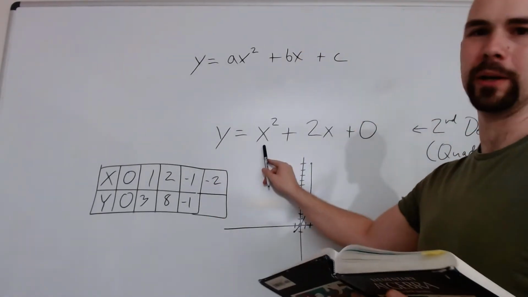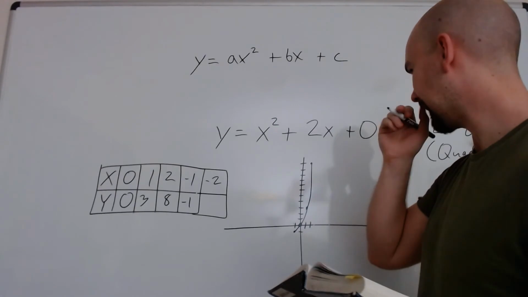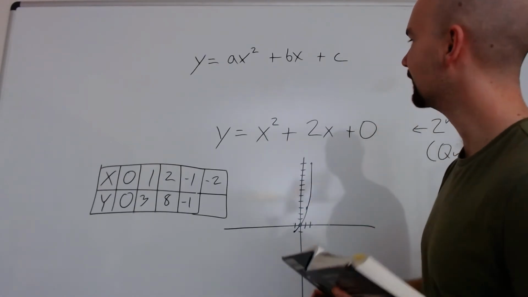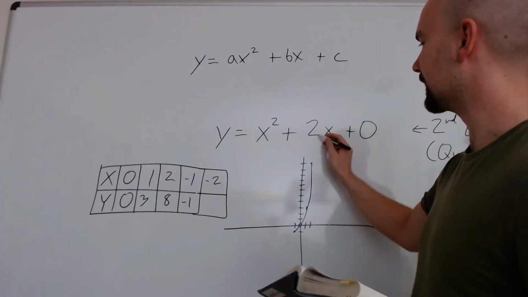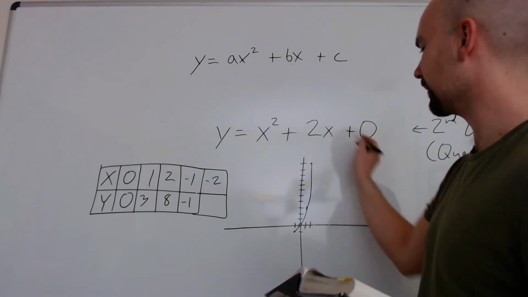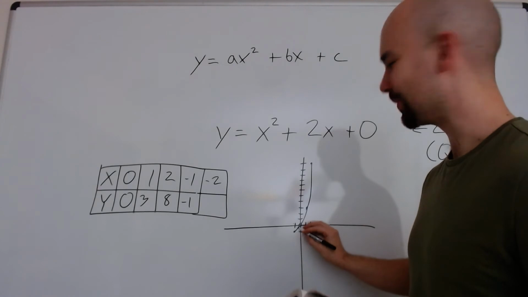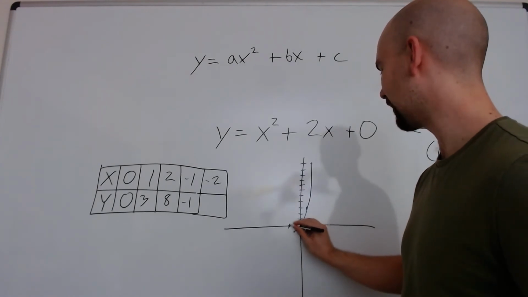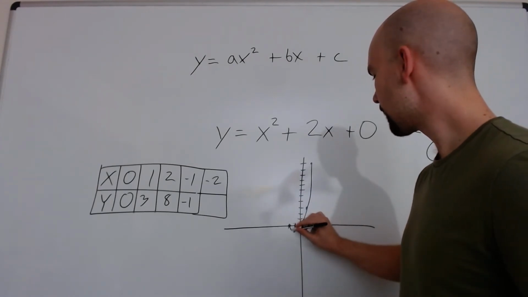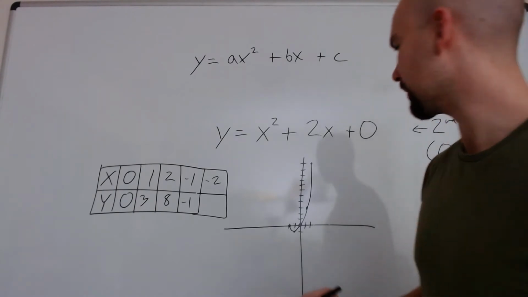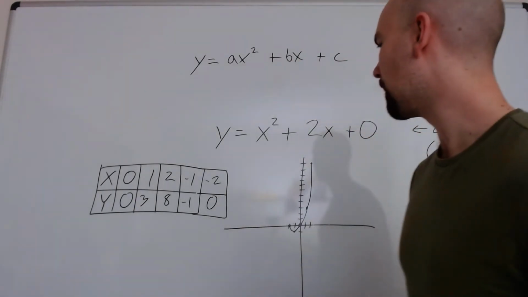So -2 squared is going to be 4. And then we're going to add 2 times -2, which is -4, so that's 0. So at this point, we are actually changing directions now. You might be thinking, what on earth is going on? We need to plug in a couple more numbers to really get a clear picture of what's going on.